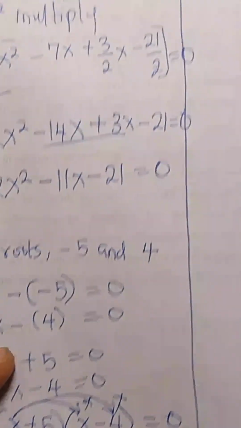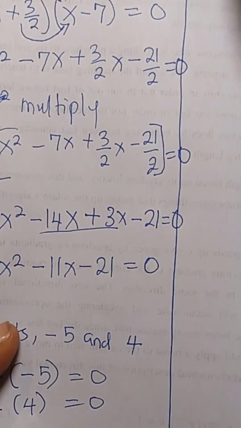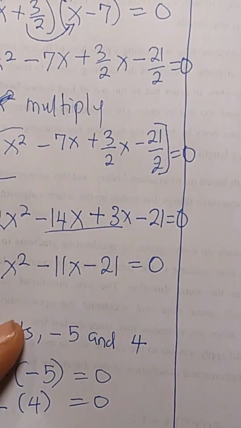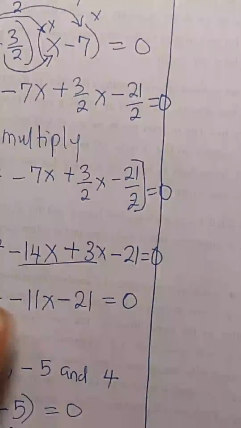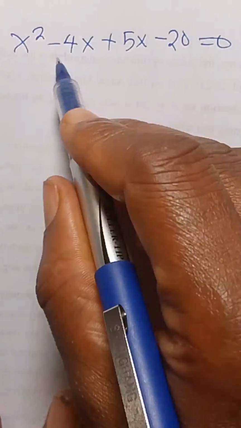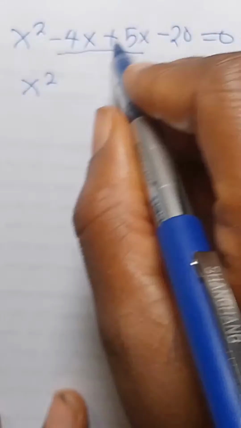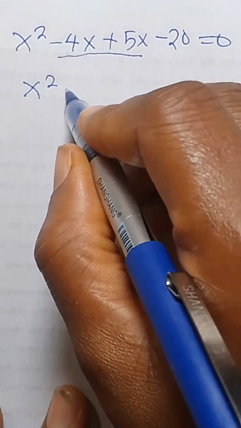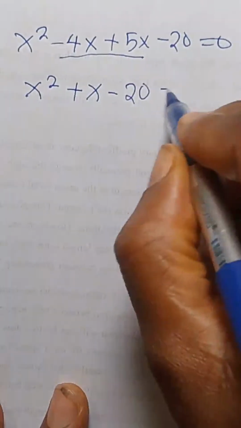All right, so let me write everything we have down there. We have x squared minus 4x plus 5x minus 20 is equal to 0. All right, so bring it down. Now we're going to simplify here. We have x squared minus 4x plus 5x will give us x. Minus 20 equal to 0.